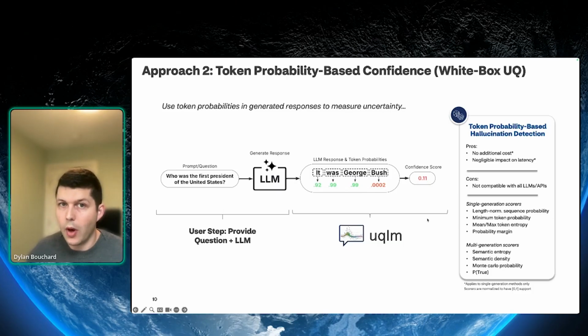Many of these white box methods require only that single generation. And so what that means is those methods, the single generation white box methods, don't add any cost because there's no additional generations, and there's negligible impact on latency because we're not doing semantic comparisons and we don't have those additional generation steps. The disadvantage of the white box methods is that not all APIs expose these token probabilities, and so these methods are not compatible with all LLMs. There are a lot of LLMs that won't work with these. And like I said, this is a really simple example, but we have a lot more sophisticated scoring methods too.